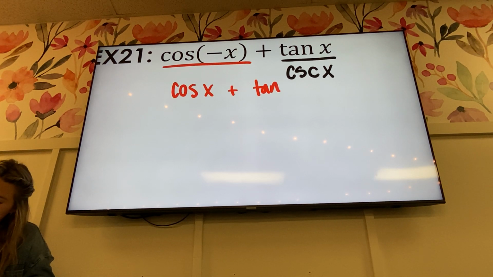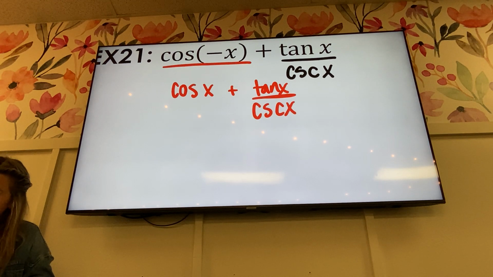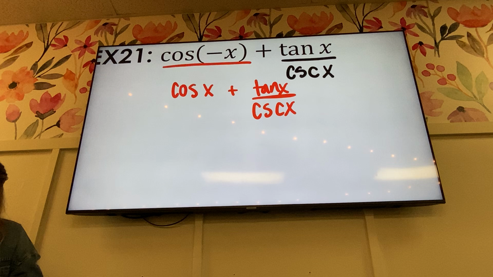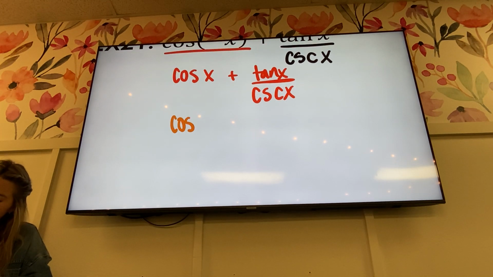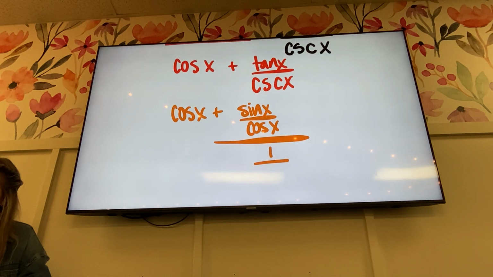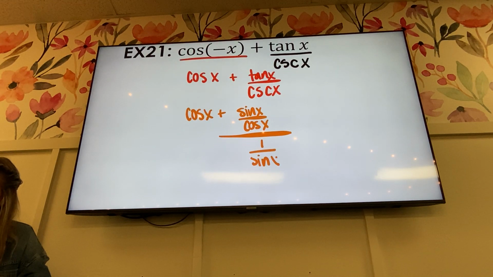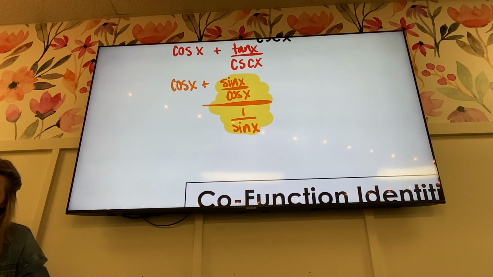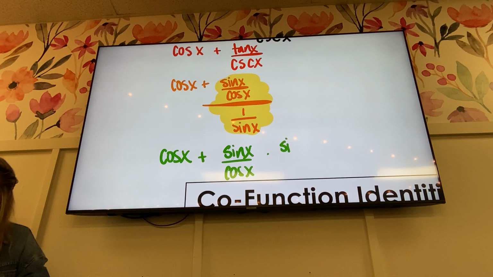And then we have to do the KFC, all that stuff that we did yesterday. So I'm going to change tangent to be sine over cosine, and I'm going to change cosecant to be 1 over sine. And this fraction right here, I need to keep, change, flip. The cosine x from the beginning is just going to hang out here. So I'm going to keep sine x over cosine times, and then flip this around.